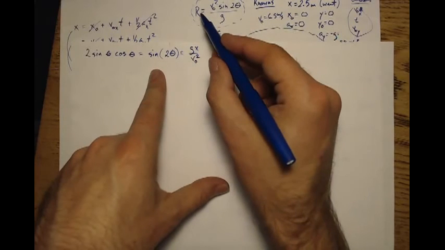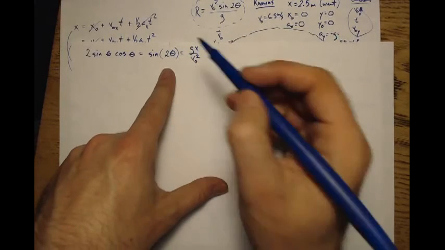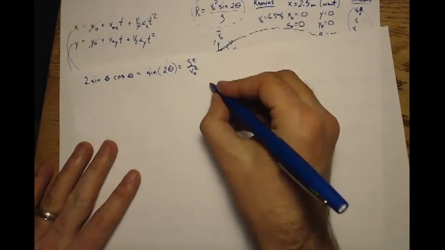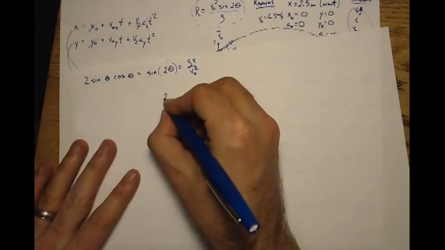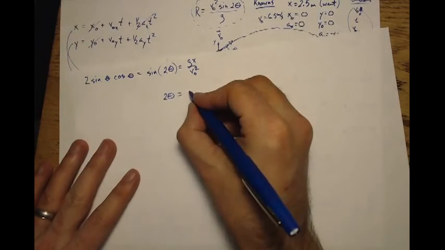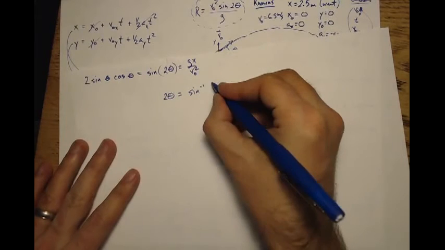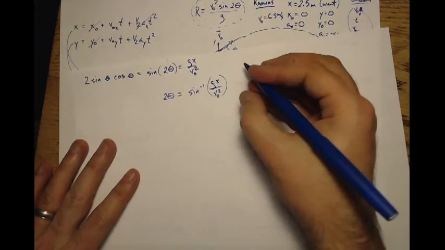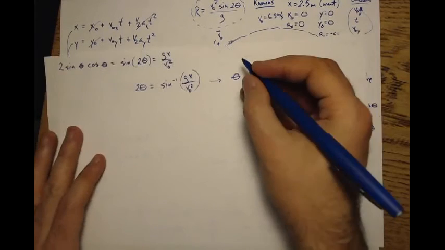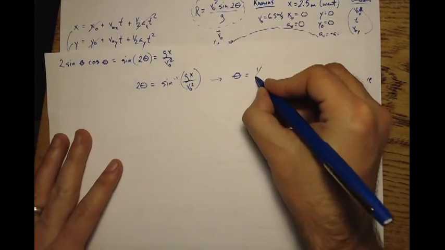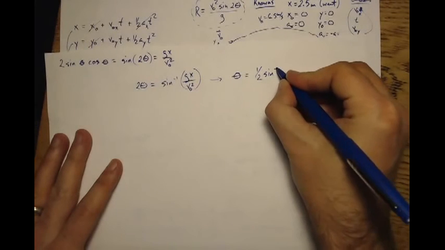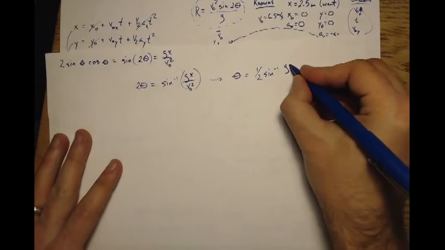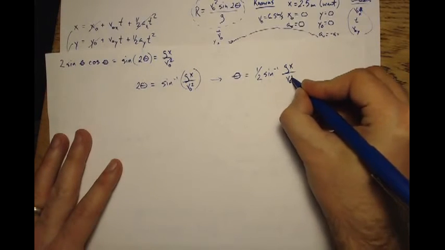But I don't want to solve for range. I know what the range is. I want to solve for theta. And so theta, or 2 theta, would be the inverse sine of gx over v naught squared. And so theta would equal 1/2 inverse sine or arc sine of gx over v naught squared.